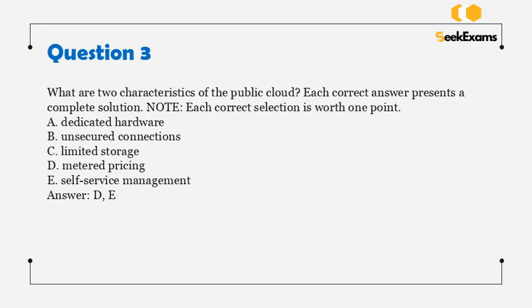Question 3. What are two characteristics of the public cloud? Each correct answer presents a complete solution. Note: each correct selection is worth 1 point. A. Dedicated hardware. B. Unsecured connections. C. Limited storage. D. Metered pricing. E. Self-service management. Answer: D. E.